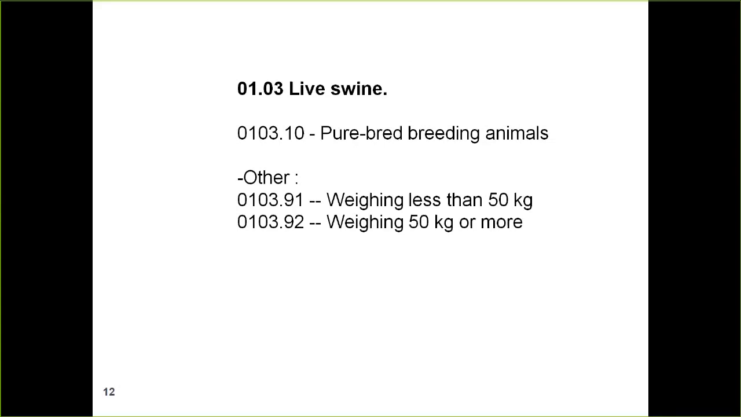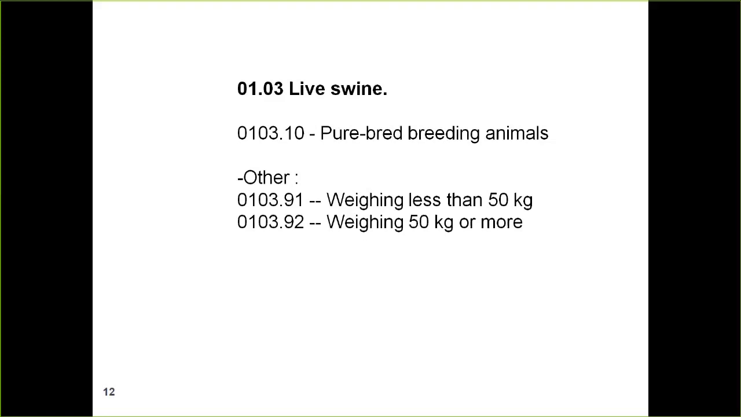We have 010391, weighing less than 50 kilograms. This could not include purebred swine, because all purebred swine is covered in the subheading 010310. 010391 refers to all other swine, which is swine that is not purebred, and these are classified according to their weight. So let us use the term non-purebred swine, weighing less than 50 kilograms and those weighing more than 50 kilograms.